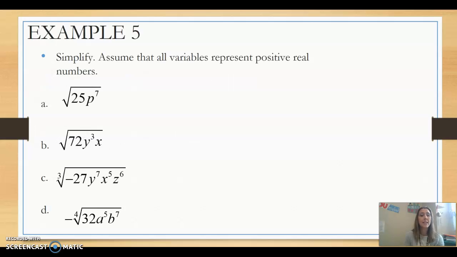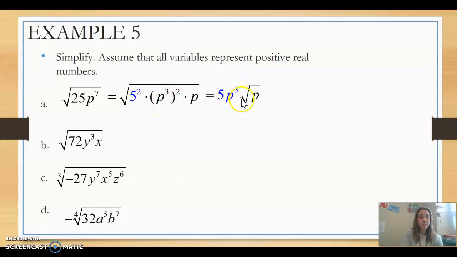All right, so then our next examples, now we're going to do some with variables. So we want to think of perfect squares. So p to the 7th actually has two perfect squares. P to the 3rd power. So we're going to rewrite that as 5 to the 2nd power, because we can just undo that, or we could think of it as the square root of 25. And then p to the 3rd, to the 2nd. So p to the 3rd squared is p to the 6th, and then we need one more p. So then we can take the square root of everything, so we end up with 5 p to the 3rd. That goes on the outside, and the only thing that's left is the square root of p.